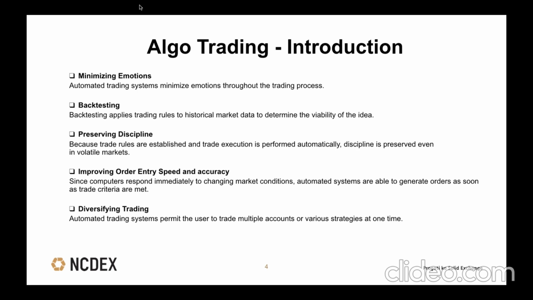Another very important part is improving order entry speed and accuracy. We know human cannot match the speed of the computer. Everybody knows that. And once we have tested the algorithm, once we have tested the rules which we have to follow, the accuracy and the speed of the machine cannot be matched by the human. So this is very important.